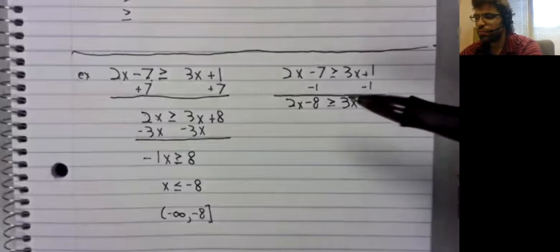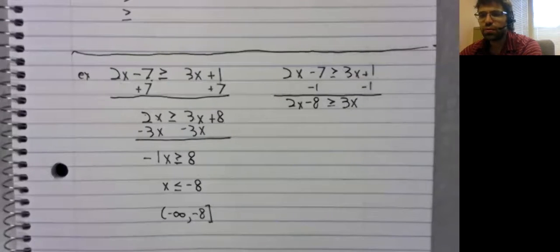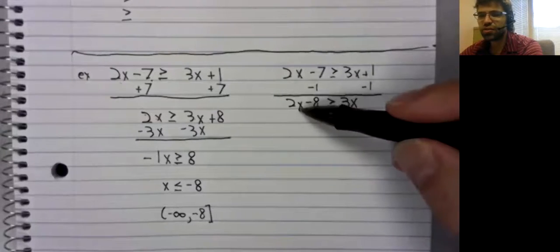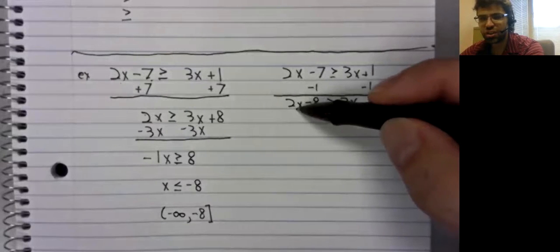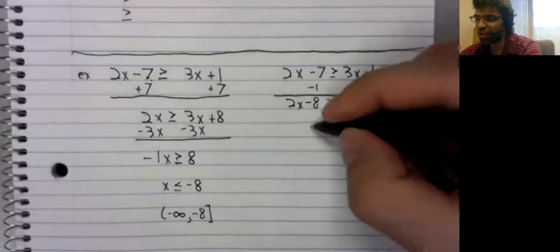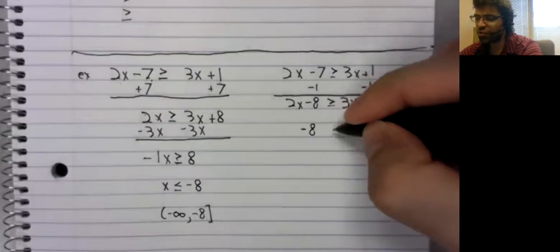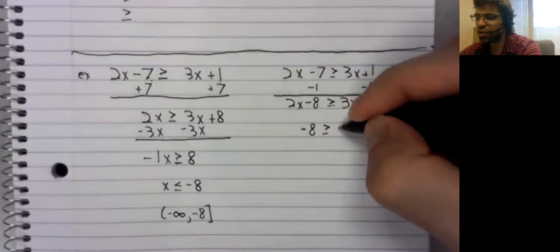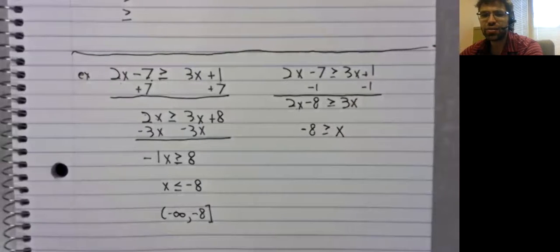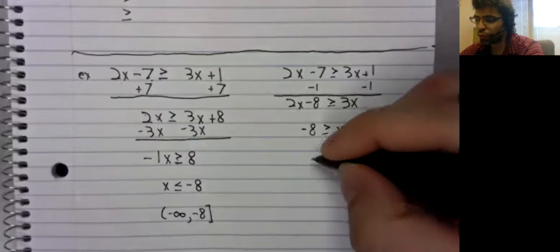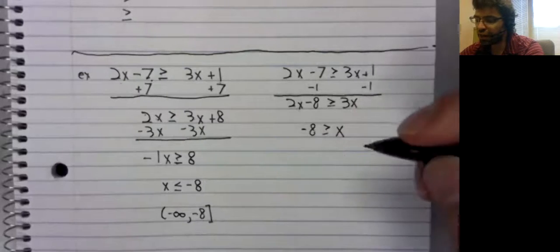And now we could bring this 3x over here. Maybe it would make more sense, though, to take this 2x over here via subtraction. So it doesn't matter whether x is positive or negative. And in fact, we're now done. X is less than or equal to -8.